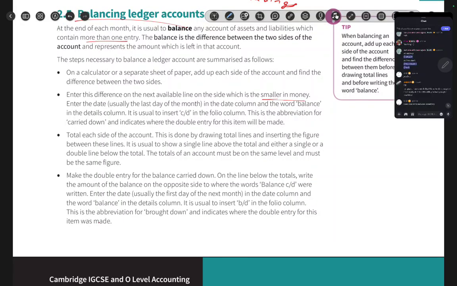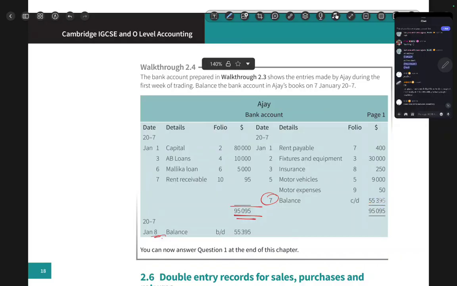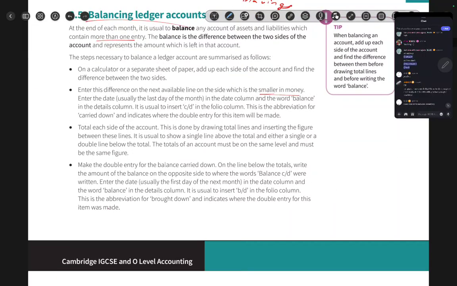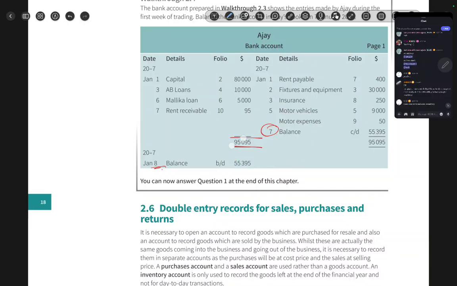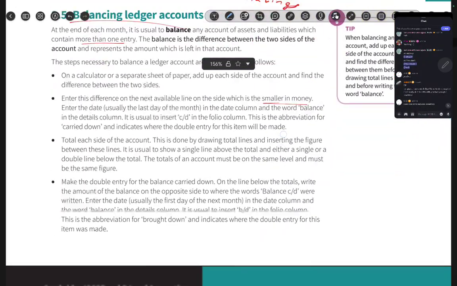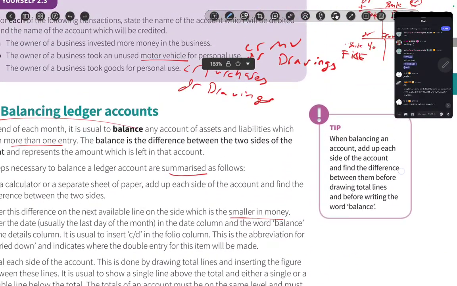Make the double entry for the balance carried down on the line below. Total, write the amount for the balance on the opposite side. So this was the side of balance CD, and this is the opposite side. This is going to be the balance BD: on the opposite side to balance CD, enter the date in the date column and the words balance BD, which is balance brought down. They said it's summarized, but it's very lengthy. Okay, when balancing an account, add up each side and find the difference before drawing total lines and before writing the word balance.